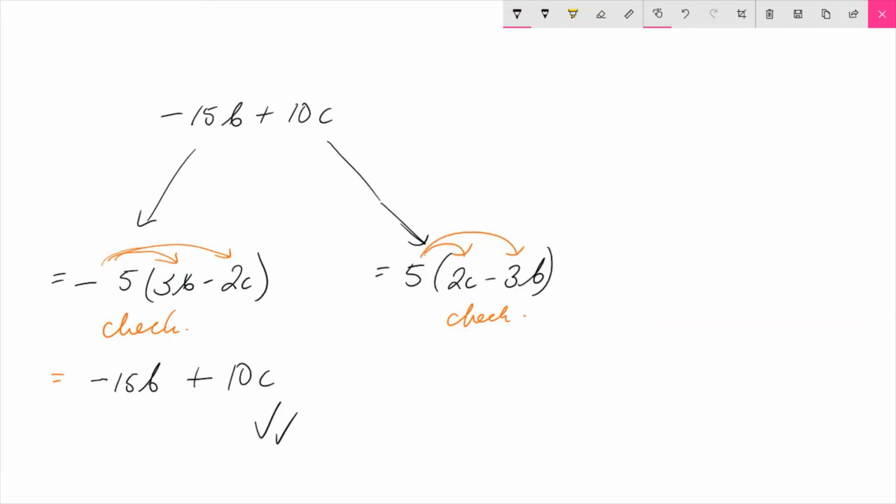And if we check this second one here, if we expand it out, 5 times by 2c is 10c, and 5 times by negative 3b is negative 15b. That's also the same answer as what we started with, even though the order is different. So that means also that this factorized version is also correct. So even though math seems weird in this case, that it's two different things that look completely different, they actually mean the same thing.